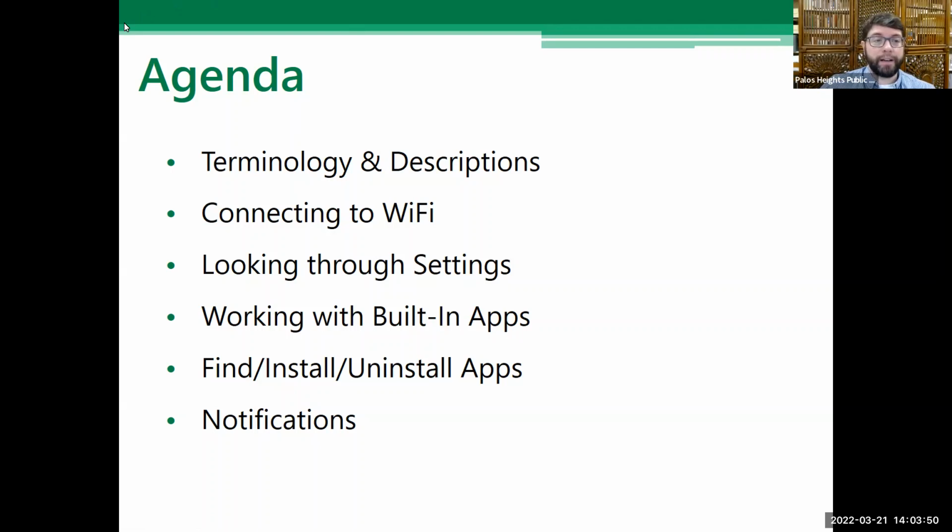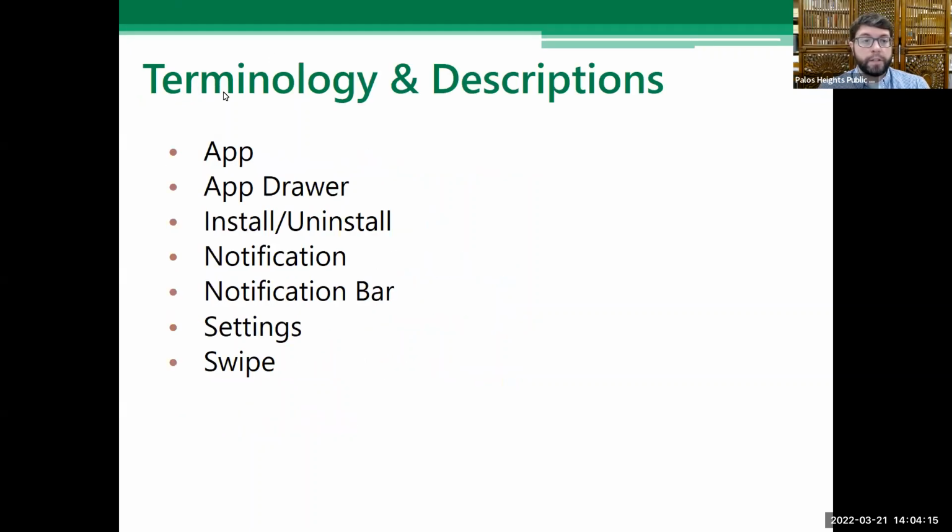So for the agenda, first we will start with terminology and descriptions. Then we'll talk about how to connect to Wi-Fi. We'll look around through settings. We will see what kind of apps are built in with the phone, how to use them, and then we will talk about how to find, install, and uninstall apps. And finally, we'll have a note about notifications on your phone. So we will start with the terminology and descriptions.